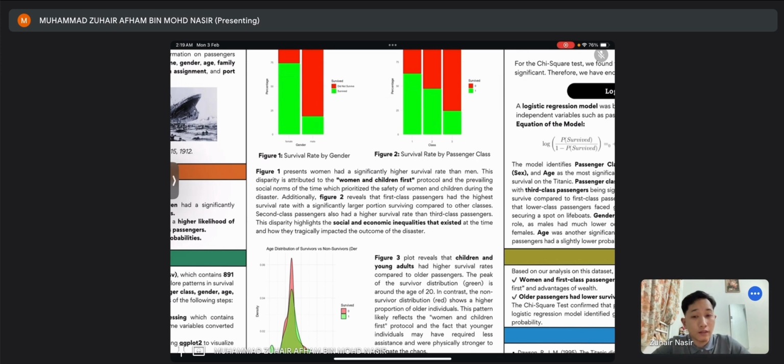And this highlights the socio-economic inequalities that existed at the time, which played a major role in survival chances and could impact the outcomes of the disaster.